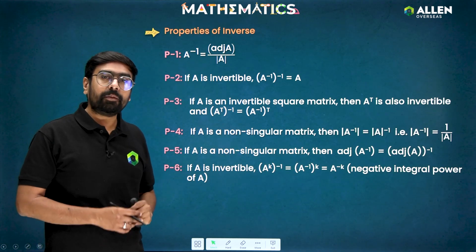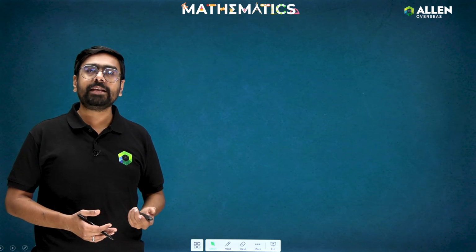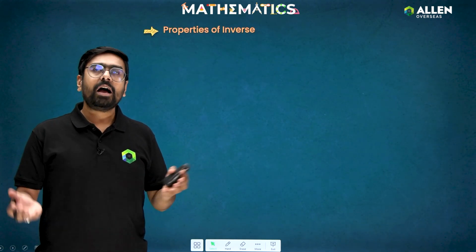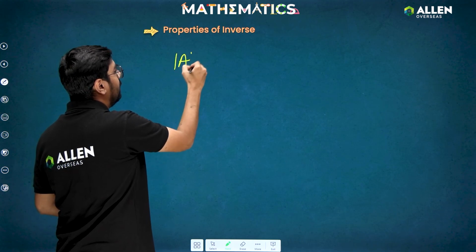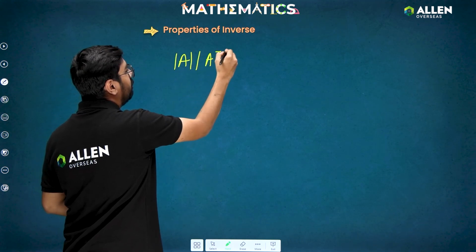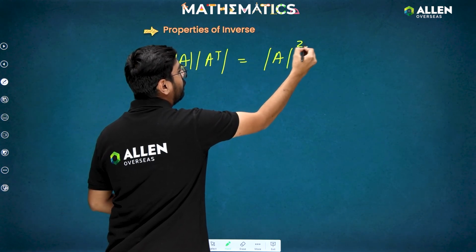That means negative integral power of A. Now along with this, we should also know some properties of inverse of matrix along with some properties of determinants to solve some questions. We should know that determinant of A multiplied with determinant of A transpose will result in the square of the determinant of A.